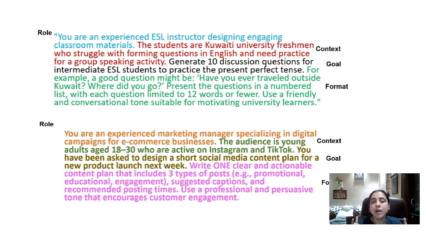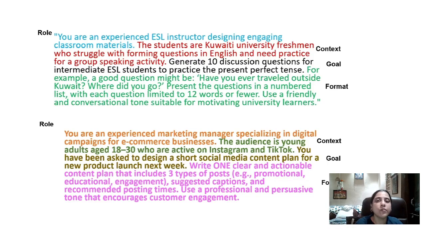That is, the answer will not be specific to your audience, which is 18 to 30 age people who are active on Instagram and TikTok. So the more detailed you write, the clearer answer you will get. What is your goal? You have been asked to design a short social media content plan for a new product launch next week. So you understand that the goal is for a very short duration. That is for the next week. The AI will keep this in mind. And now when you're saying social media, it has already mapped it to Instagram and TikTok. It will not use any other references.